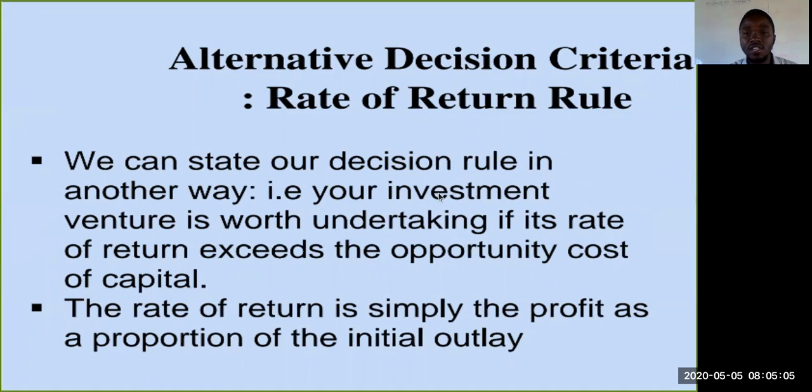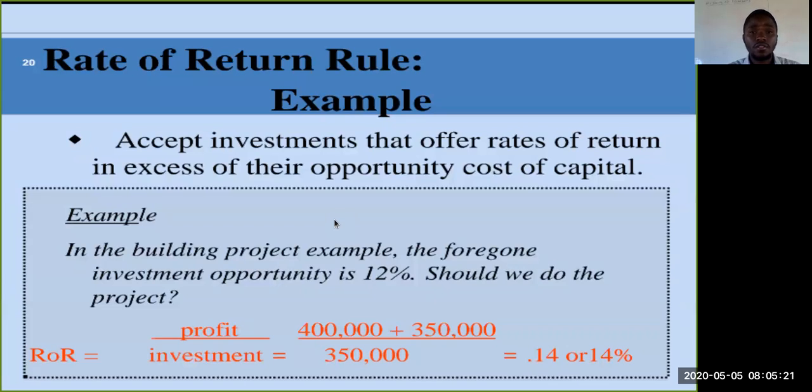So we can state our decision rule in another way. That is, your investment venture is worth undertaking if the rate of return exceeds the opportunity cost of capital. The rate of return rule. Example: accept investments that offer rates of return in excess of their opportunity cost of capital. In building projects, for example, the foregone investment opportunity is 12%. Should we do the project?